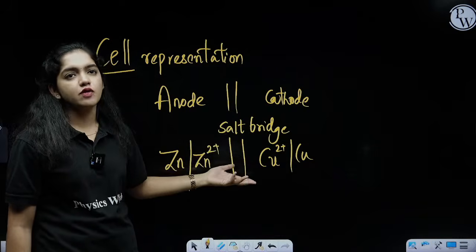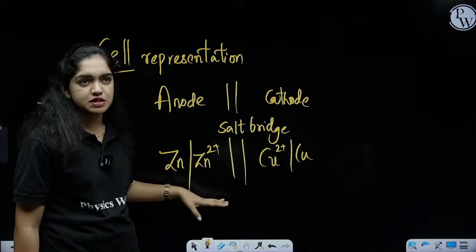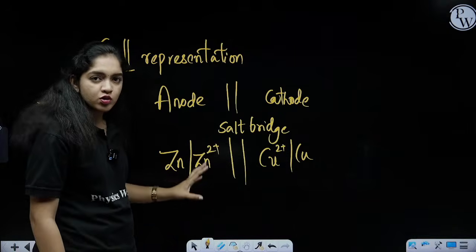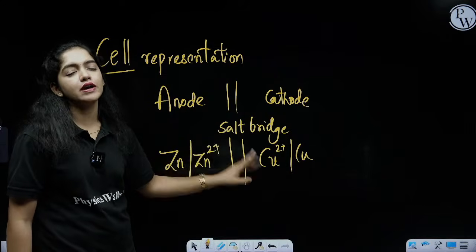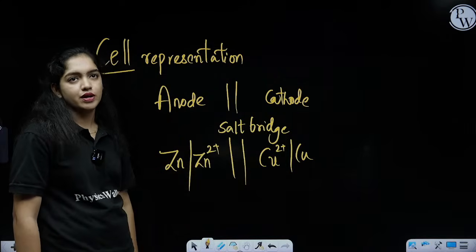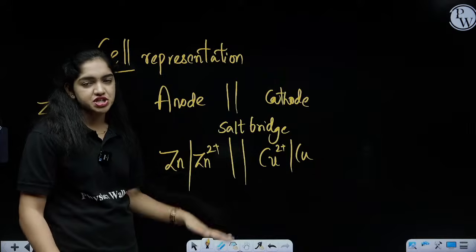So instead of drawing, we can write it like this, the cell representation. From this we will get an idea of which is undergoing oxidation. Zinc is undergoing oxidation, then a salt bridge is there, and copper is undergoing reduction. So got it? This is very, very important. Okay, clear? So cell representation is over.